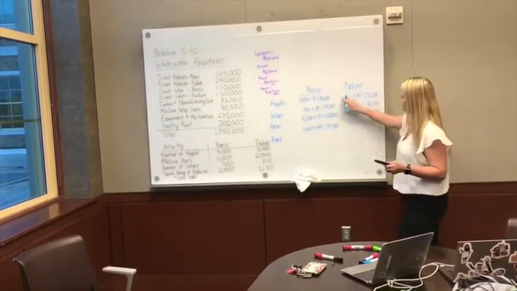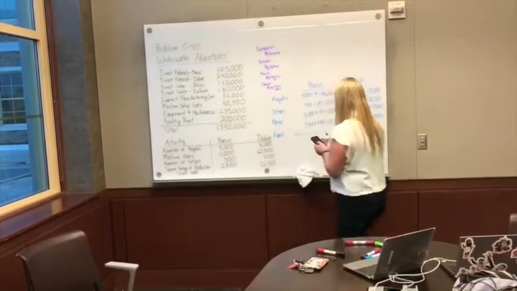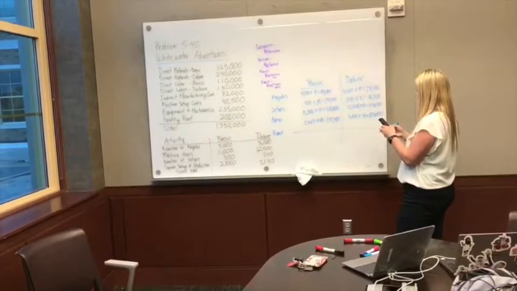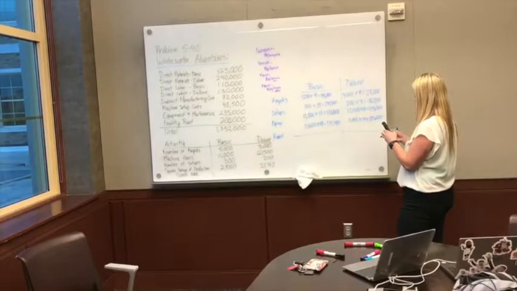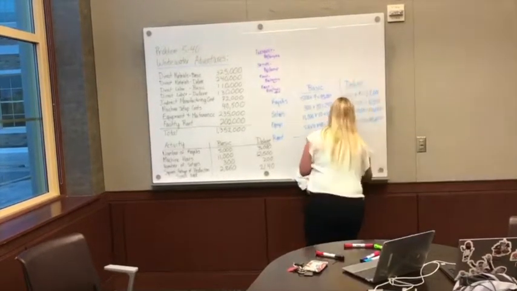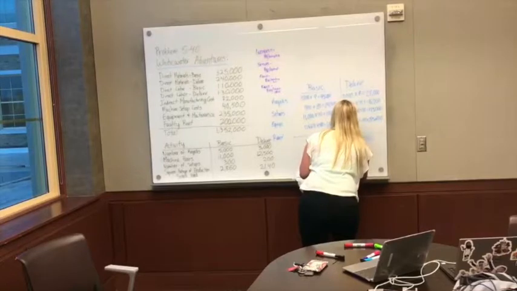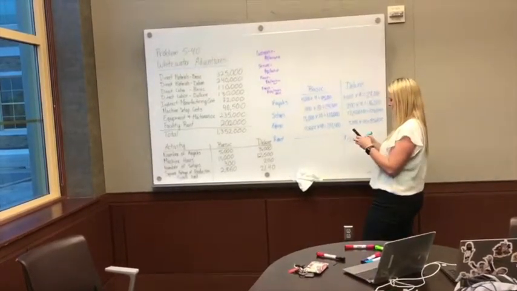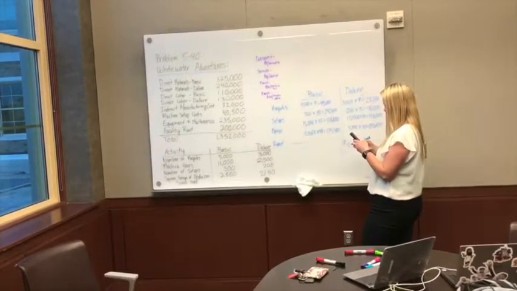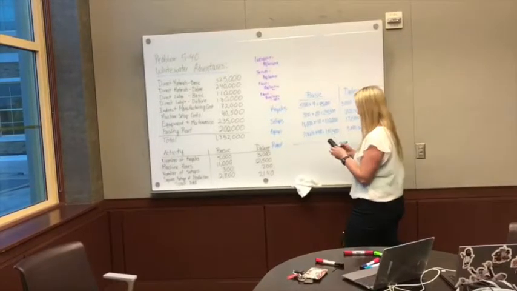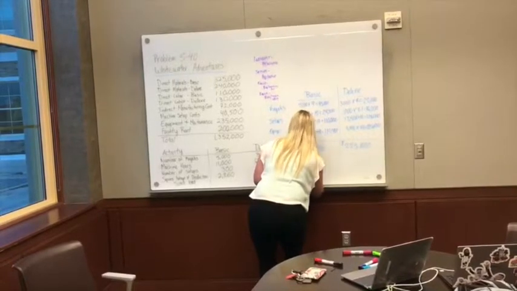Next, we're going to total up the indirect costs for each of these. And I believe that is 253,800 for deluxe. And then $293,700 for basic.